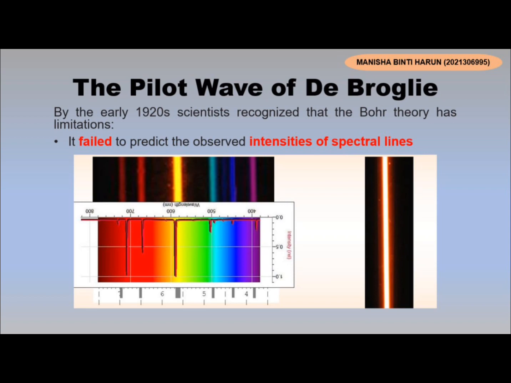I will present the first subtopic, which is the pilot wave of de Broglie. Before de Broglie introduced his theory, by the early 1920s, scientists recognized that the Bohr theory has several limitations. The first one, as you can see in this picture, is that the intensity for each band is different, and Bohr theory has failed to predict the observed intensities of spectral lines.